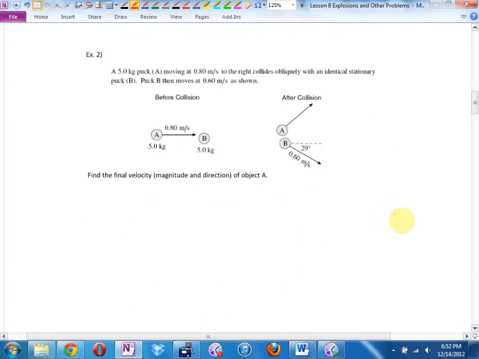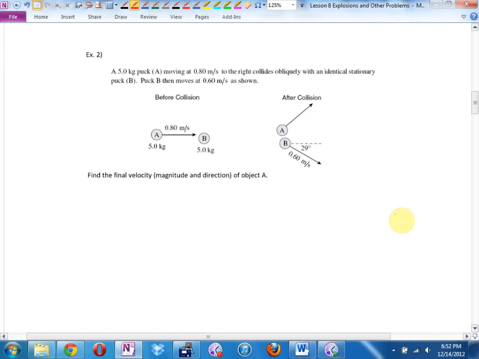Okay, let's move on to the next one. A 5 kilogram puck, puck A, moving at 0.8 meters per second to the right, collides obliquely with an identical stationary puck, puck B. Puck B then moves off at 0.6 meters per second as shown.